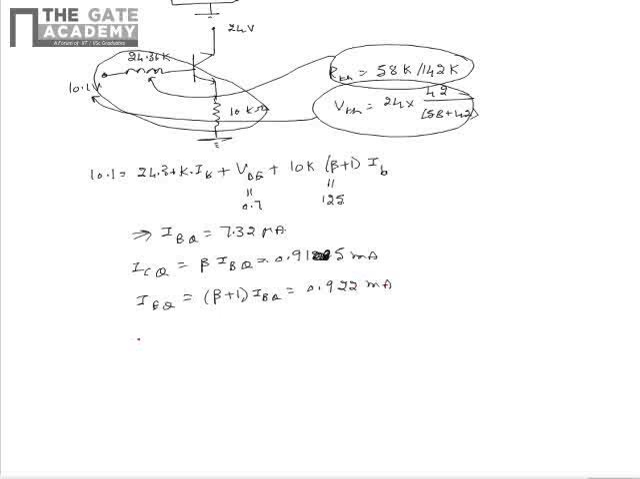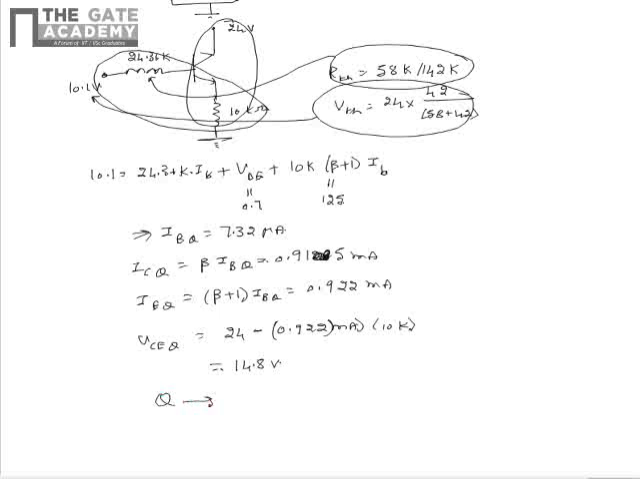So from this we can get the VCEQ as 24 minus 0.922 milliampere multiplied by 10k. This is by applying KVL to the region marked. So this gets simplified as 14.8 volts.